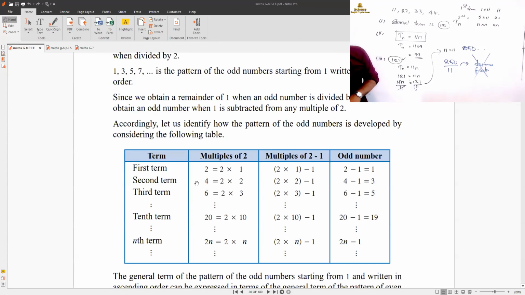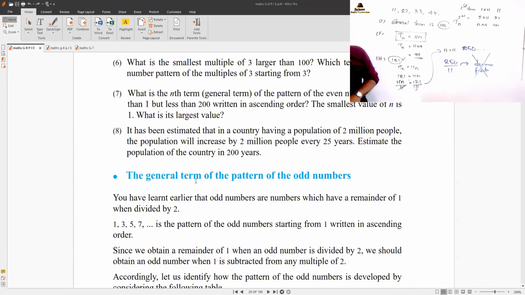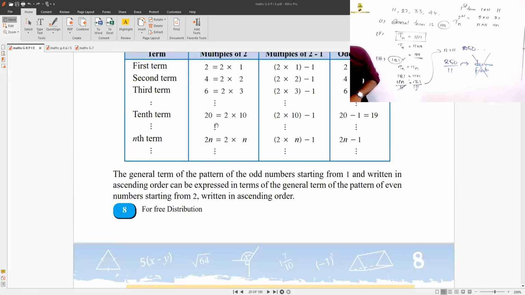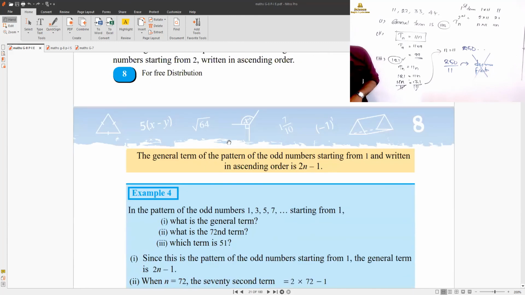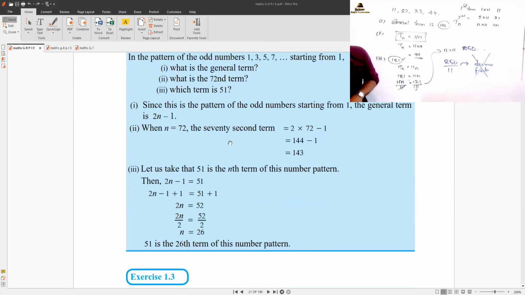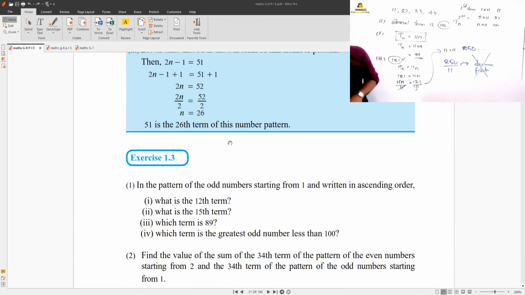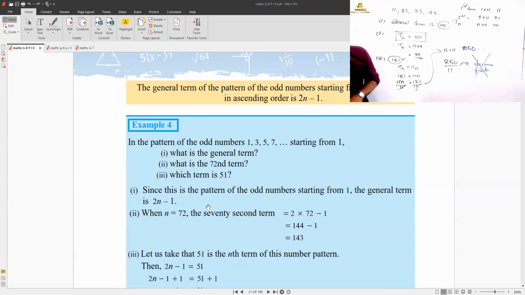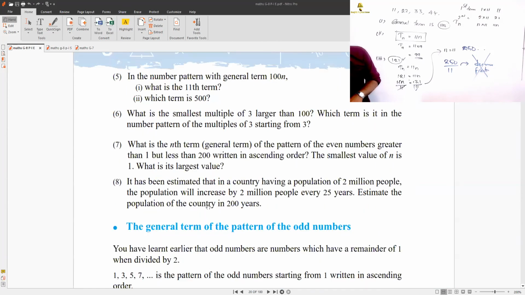You have to do the second question too. The next part is a little complicated, but I'll teach you within 10 minutes next week. After that you can also do exercise 1.3. No matter, you can try it.